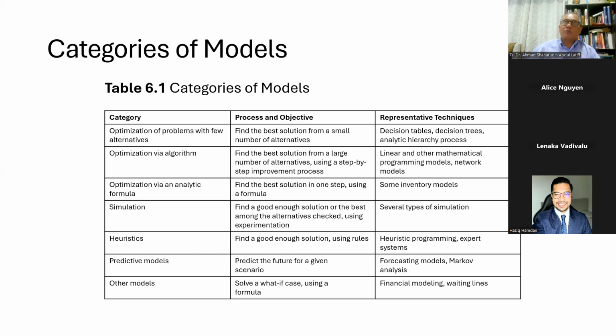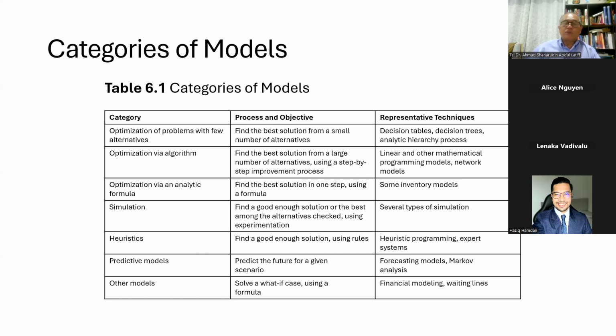Remember, we learned linear models when we were in school. Y is equal to mx plus c, or y is equal to ax plus bx plus c, and so on. So those are linear models. We can also use an analytic formula for optimization issues. You can use some inventory models. Simulation, we can have several types of simulation. Just find a good enough solution using the alternatives, using experimentation.